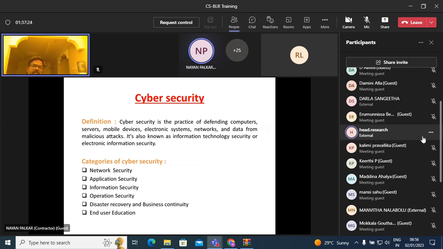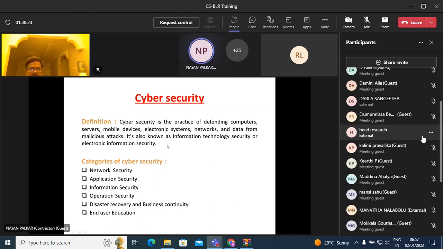About cryptography, concepts of cybersecurity. The cybersecurity definition is that cybersecurity is the practice of protecting computers, servers, mobile devices, electronic systems, networks and data from malicious attacks. It is also known as information technology security or electronic information security. It means that we will secure our computers and mobile devices from attacks or viruses. That is the cybersecurity definition.